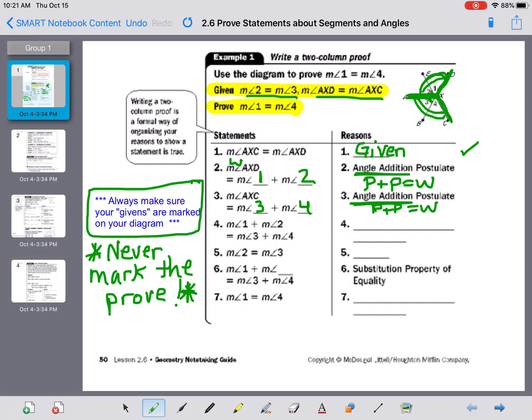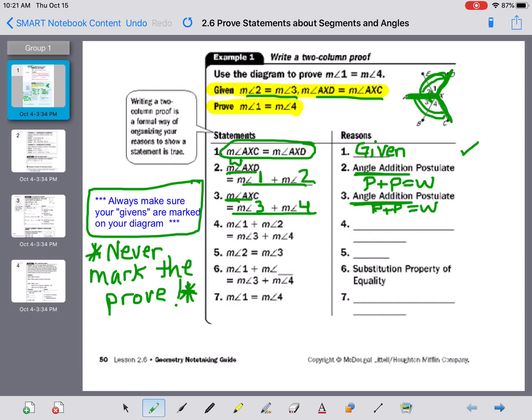Okay, now this next step, they say the measure of 1 plus 2 equals the measure of 3 plus 4. Okay, well earlier 3 plus 4 equals AXC. And 1 and 2 equal AXD. Okay, so how did we join just those right sides? Well, remember from step 1, AXC and AXD were equal. So if we replace AXC with 3 and 4, and we replace AXD with 1 and 2, we have the same exact equal statement, but now we have numbers for what they're equal to. What do we call that when we replace something with something they're equal to?